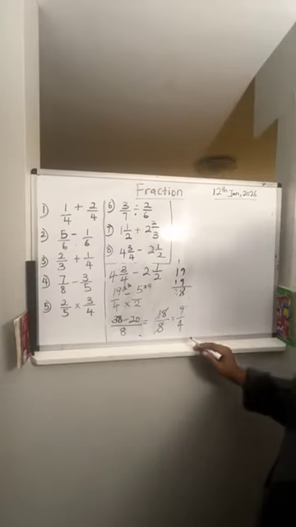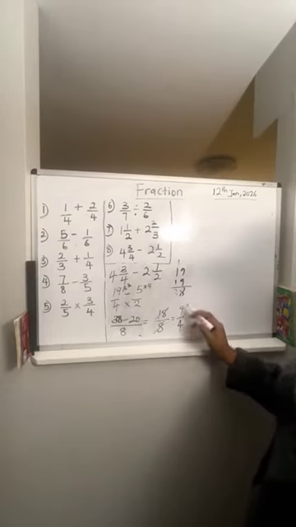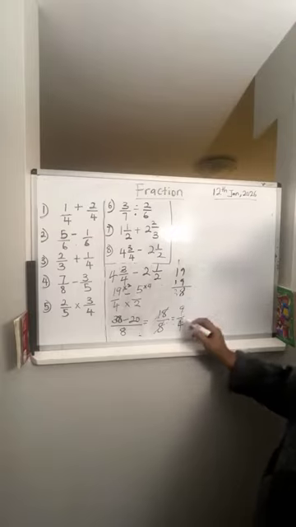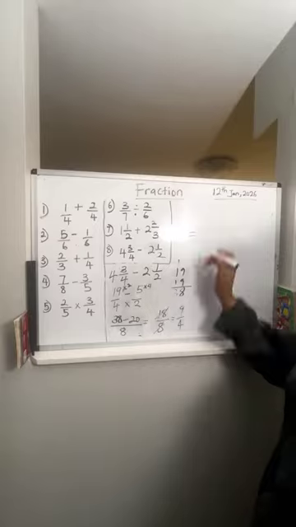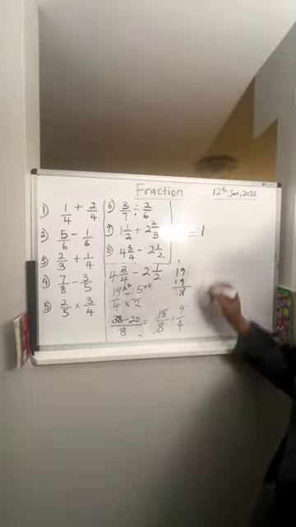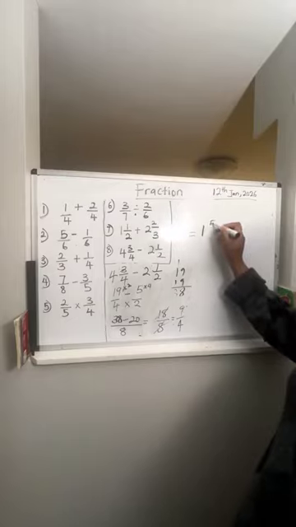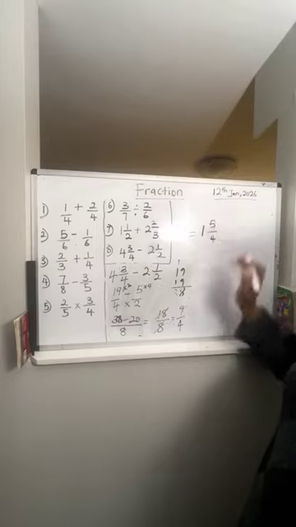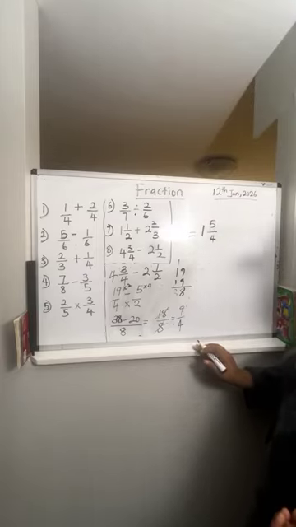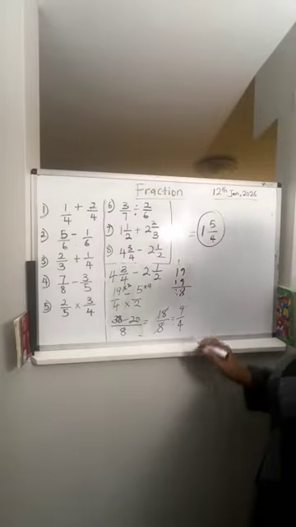So what will you do? What you will do is, how many times will you see 4 in 9? You will see 4 in 9 once. So if you see 4 in 9 once, so one whole number, 9 minus 4 will give you 5. 5 over 4. 4 times 1, 4, plus 5 will give you 9. So this is the final answer.